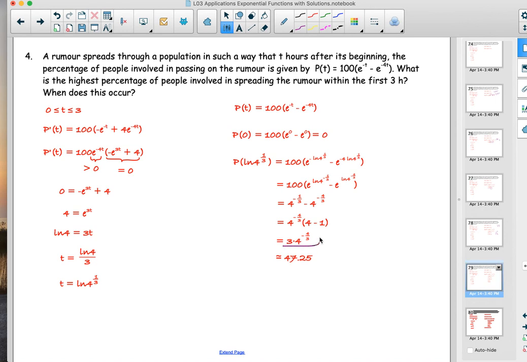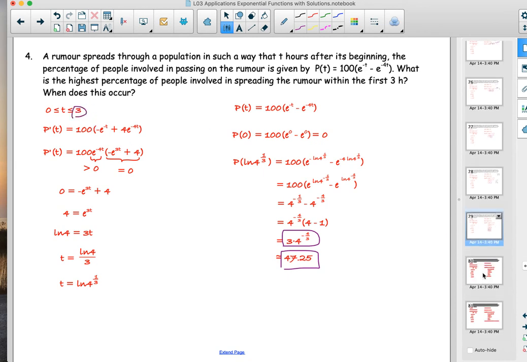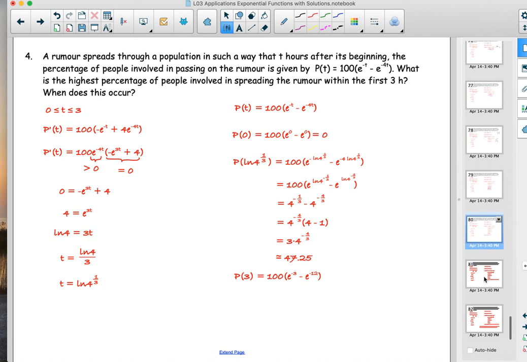Then after that, this is my exact value, and I'm practicing exact values just in case you need them for university. That's approximately 47.24. I can clearly tell that this value is greater than 0. I wasn't so sure how readily I'd be able to tell whether it was greater than the value I get when I plug in 3. So let's plug in the 3. P at 3 is 100, e to the negative 3 minus e to the negative 12. I'm still going to have to punch that into my calculator so I know what that is. And that's 4.9 or 4.98.